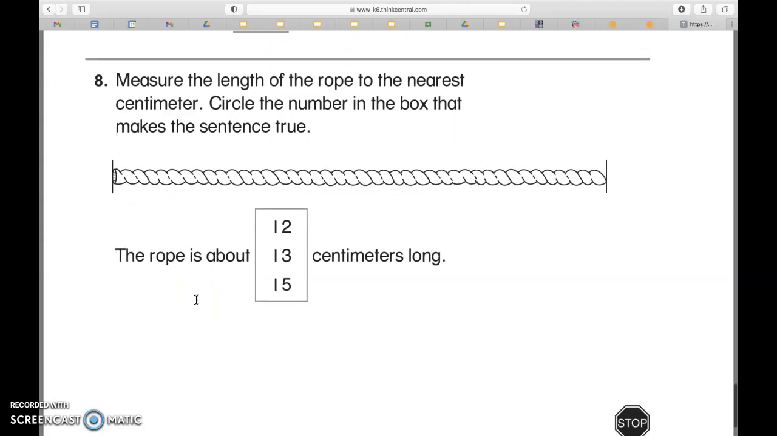Number 8. Measure the length of the rope to the nearest centimeter. Circle the number in the box that makes the sentence true. The rope is about 12, 13, 15 centimeters long.